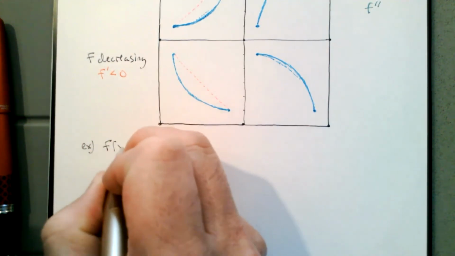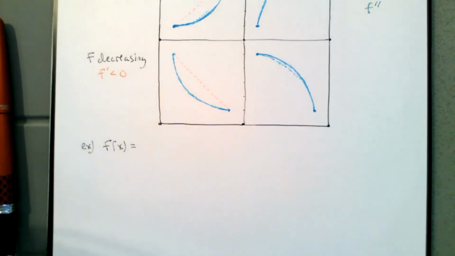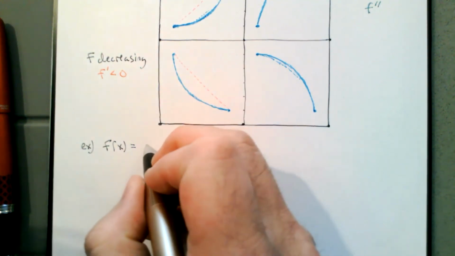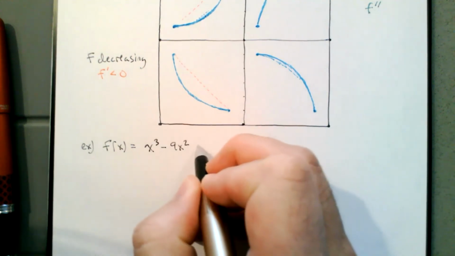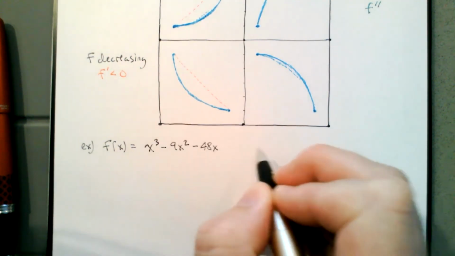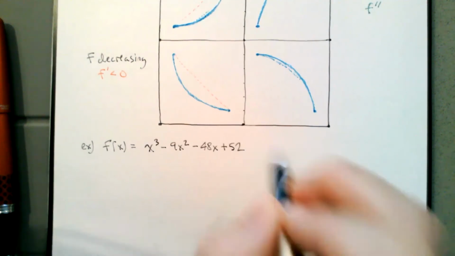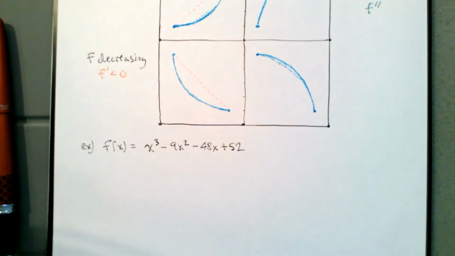Let's suppose that f of x is, let's see, I think I just lifted this right from the book. So let's take a look at this function, x cubed minus 9x squared minus 48x plus 52. Now, for a quick analysis of this function, switch over.